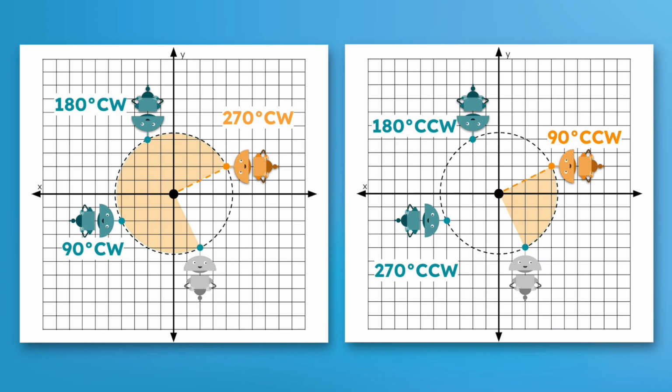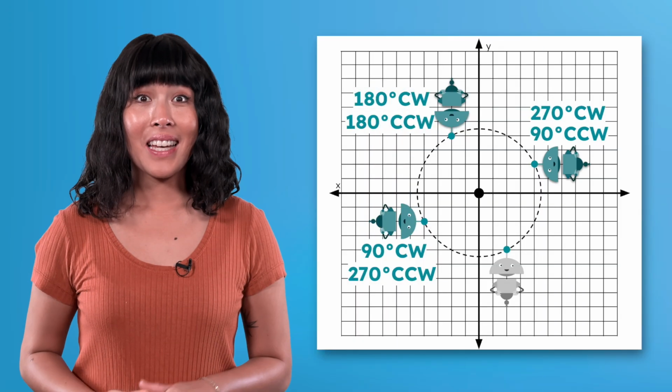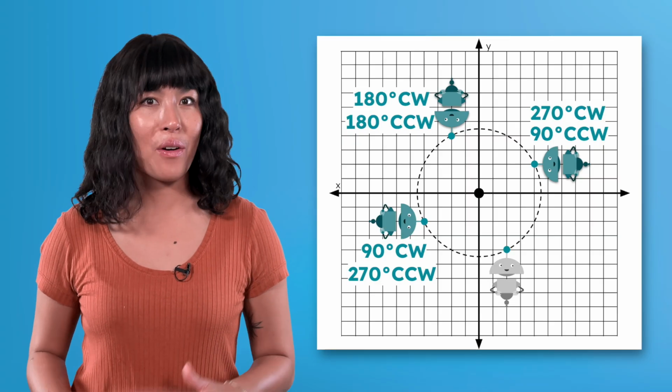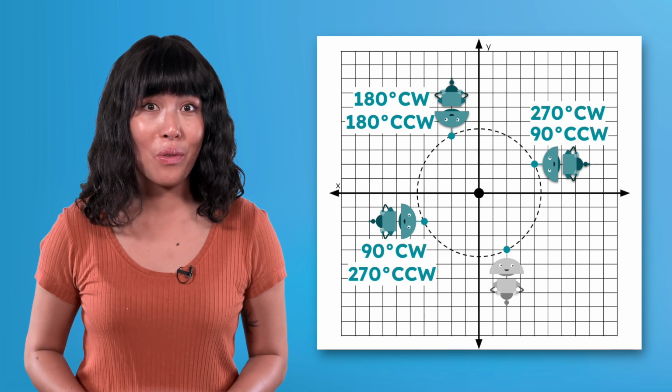And finally, for 180-degree rotations, sometimes we don't specify whether the rotation is clockwise or counterclockwise. 180-degree rotations create the same image regardless of direction. Let's reset these images and merge them together for an overall summary. And here it is. So, we know how clockwise and counterclockwise rotations work, but what about actually performing these rotations?